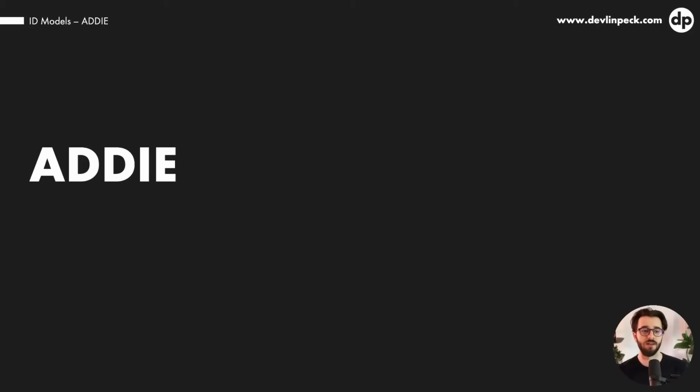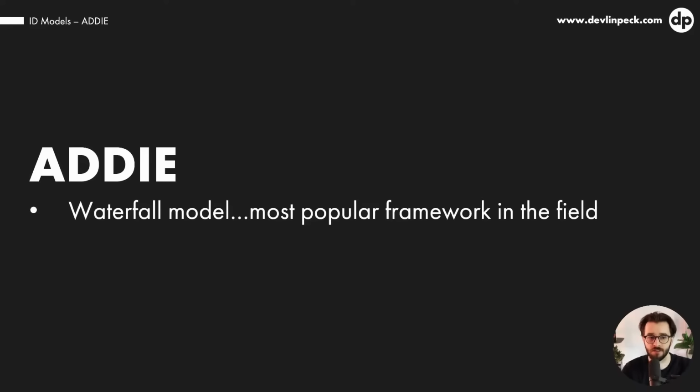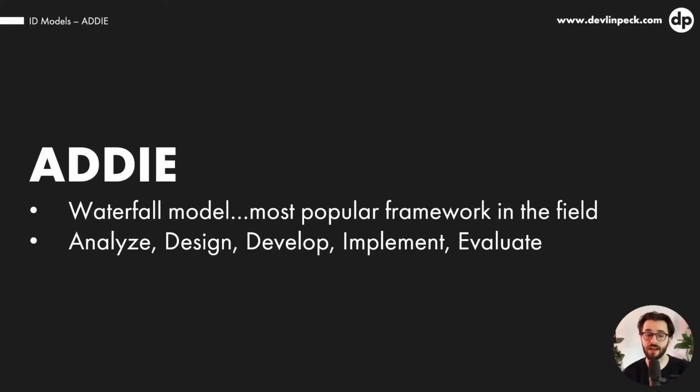So the first model, again, you're probably already familiar with this. If you want to skip ahead, you can use the chapters at the bottom. But the first model is ADDIE. And this is a waterfall model. When it was first designed, this is kind of like the first instructional design model and framework. And as such, it is kind of the most popular framework in the field. ADDIE is an acronym. So it stands for analyze, design, develop, implement, and evaluate.